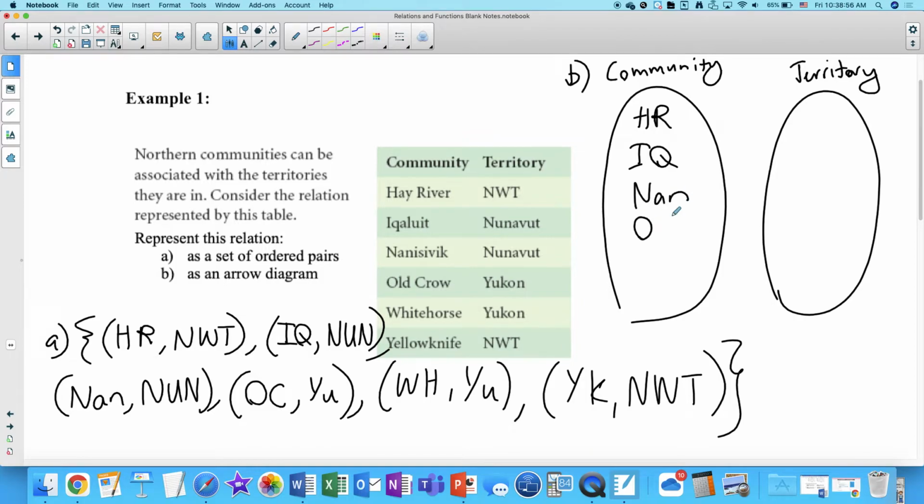But the territories are repeated, right? There's only 3 in total, and they're all repeated at least twice, actually. So I'm just going to put them in once. And Yukon. Okay, and then when I'm creating my arrows, remember the arrows go from the community to the territory.